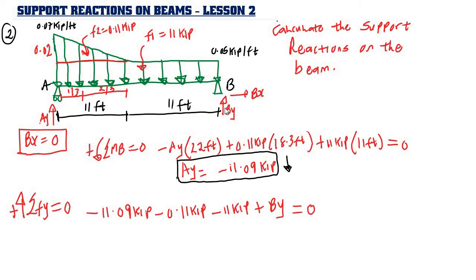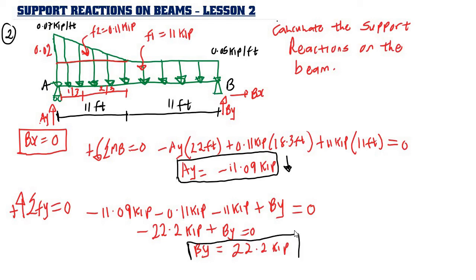So all we need to do is solve for By. Negative 11.09 minus 0.11 minus 11 is going to give us negative 22.2 kip, plus By is equal to 0. So we just need to take this to the other side of the equation. So By is equal to 22.2 kip.